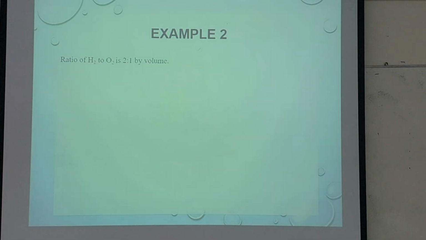So the ratio of H2 to O2 is 2 to 1 by volume. So this is the assumption. Let the mass of O2 per kilogram of H2 be X. So for 1 kg of H2 that you have, we have X amount of O2. So see here, we are just giving it a variable so that you have something to solve.